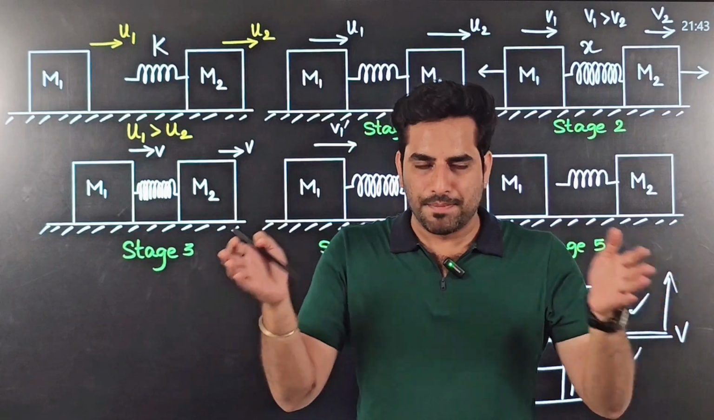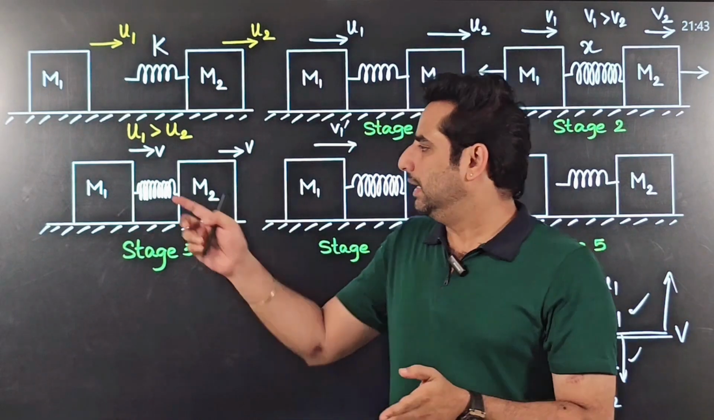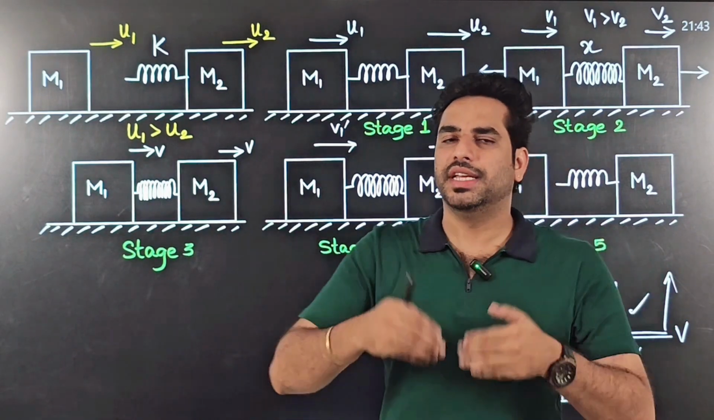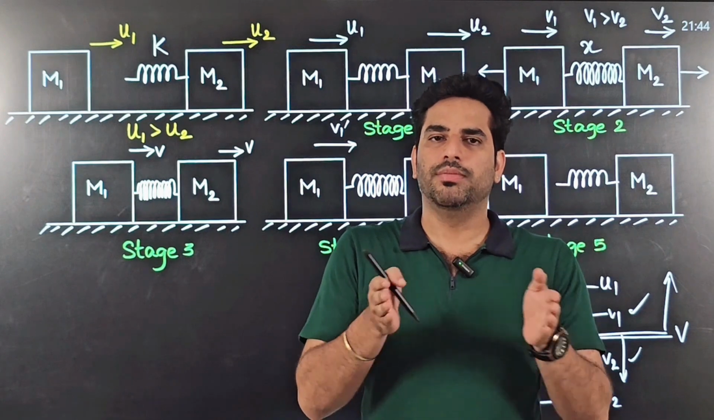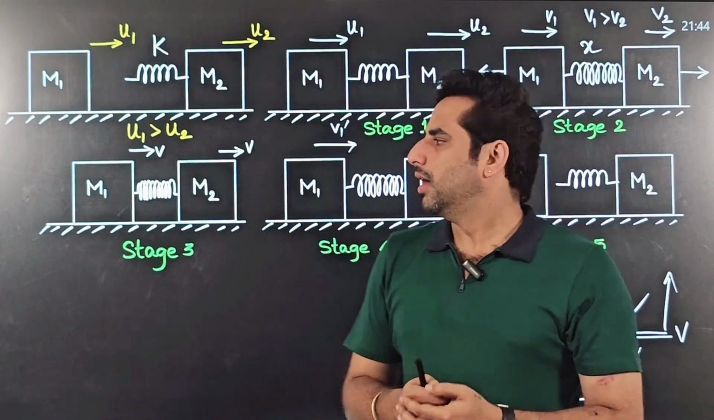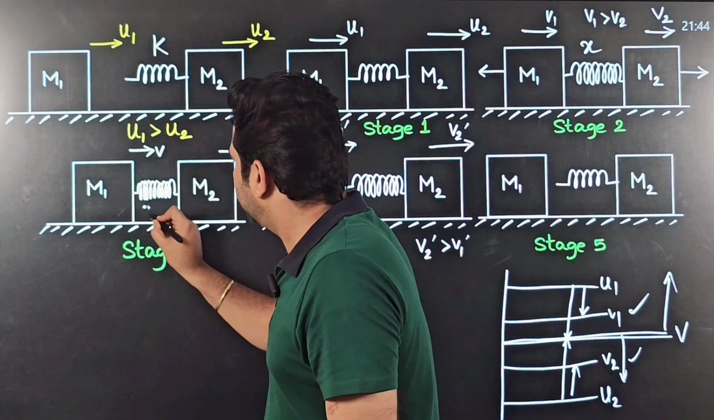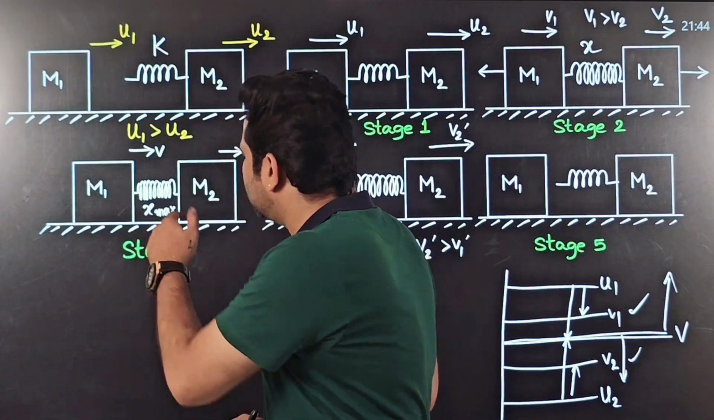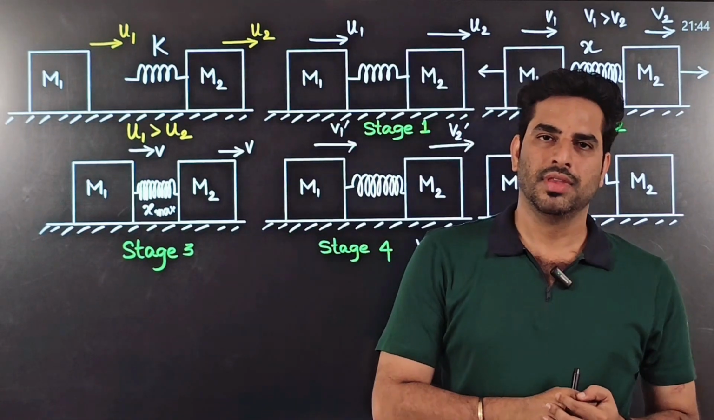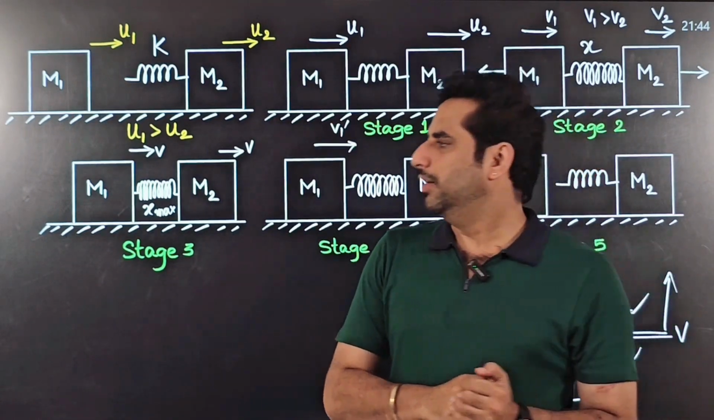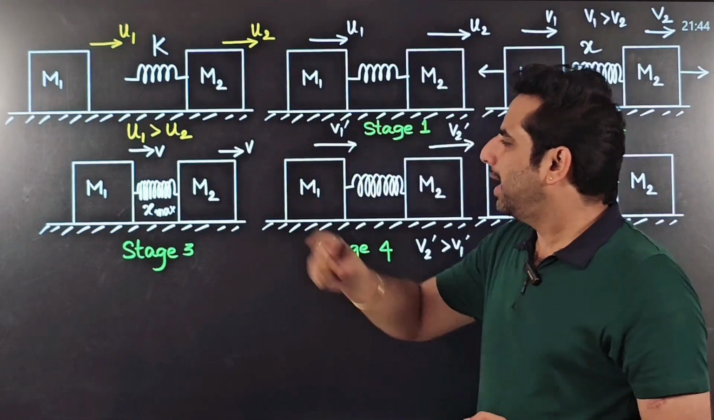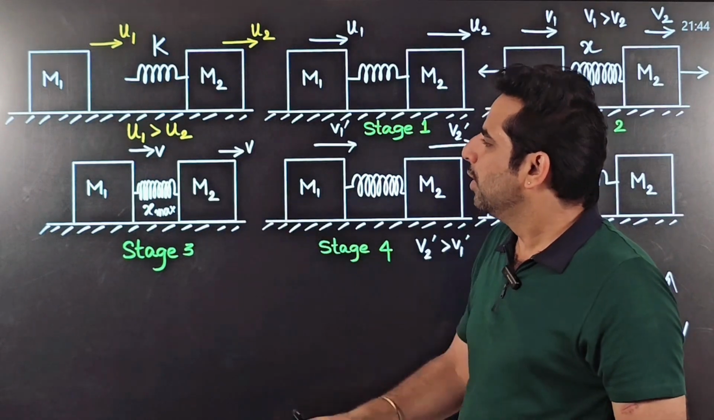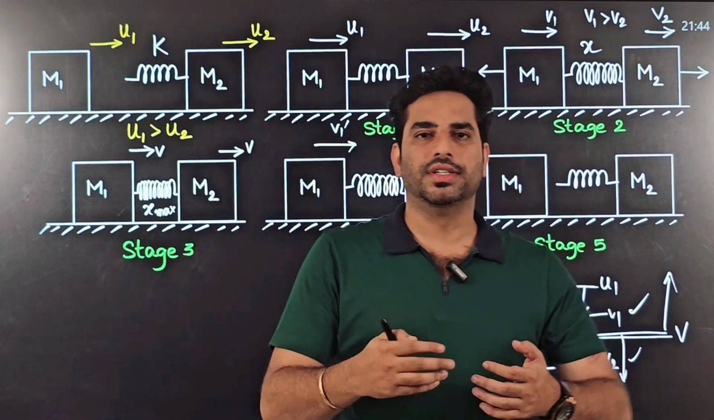So the spring got compressed till stage 3, and after stage 3, the spring is going back to its natural length. I can say that stage 3 is that position where there is maximum compression of the spring. It's a very interesting thing to note that the maximum compression of the spring happens when both the blocks attain common velocity.